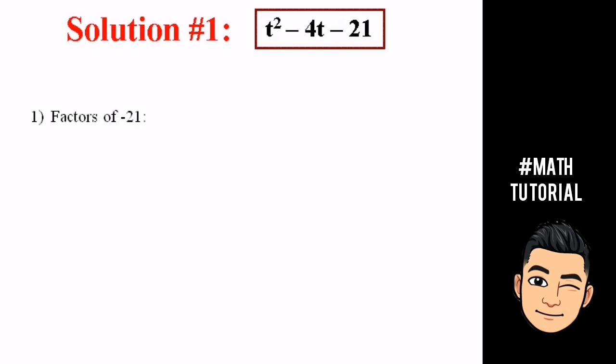For 1, t squared minus 4t minus 21, factors of negative 21: 1 times negative 21, negative 1 times 21, 3 times negative 7, and negative 3 times 7. Which pair adds to negative 4?